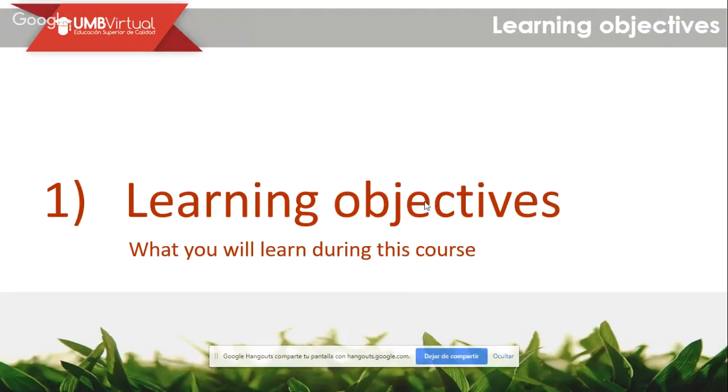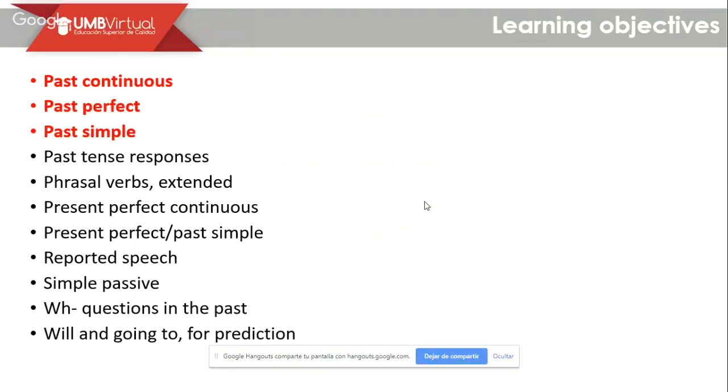So, learning objectives, what you will learn during this course. You are going to learn a lot of things. Starting today, we're going to talk about the past. And we're going to talk about 3 different ways to talk about the past. Past continuous, past perfect, and past simple. After that, we got about 7 weeks of lots of different stuff. We're going to talk about past tense responses, phrasal verbs, present perfect continuous, word speech, simple passive. There are a lot of things that you are going to learn during this course.